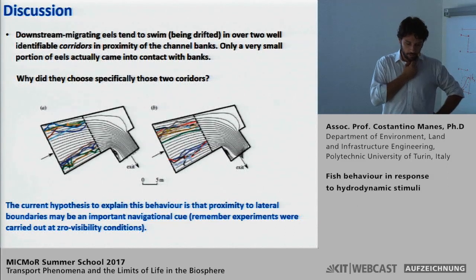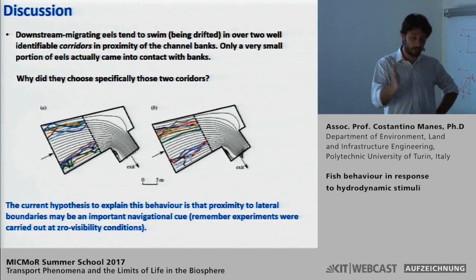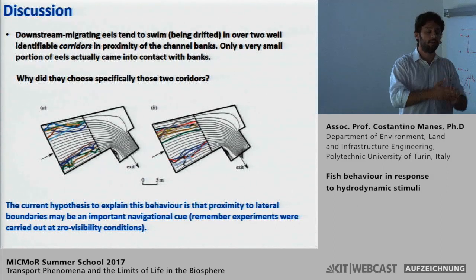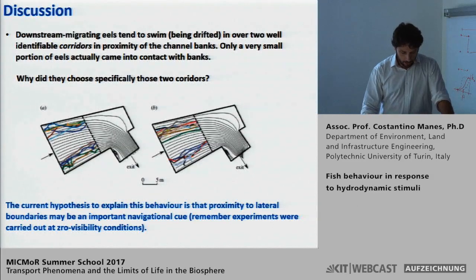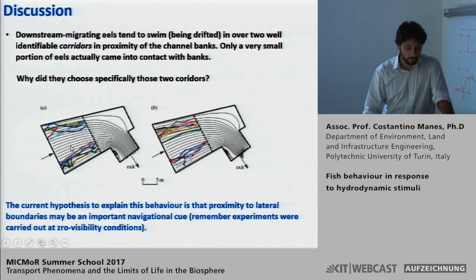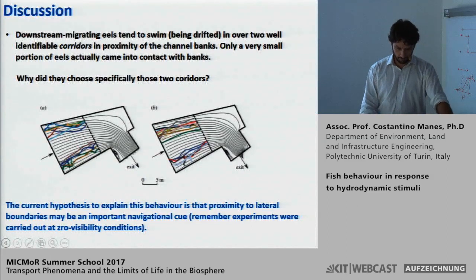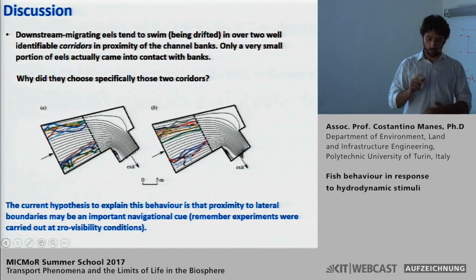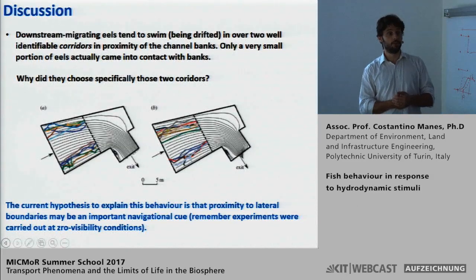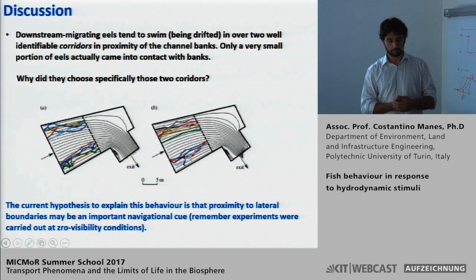liked to swim over these two corridors in the upstream, let's call it the undisturbed part of the channels. None of them decided to swim in the center. The question is, there are two questions. Why did they choose to swim that close to the banks? And if they were swimming in night conditions, zero visibility, they did not come into contact with the lateral banks.